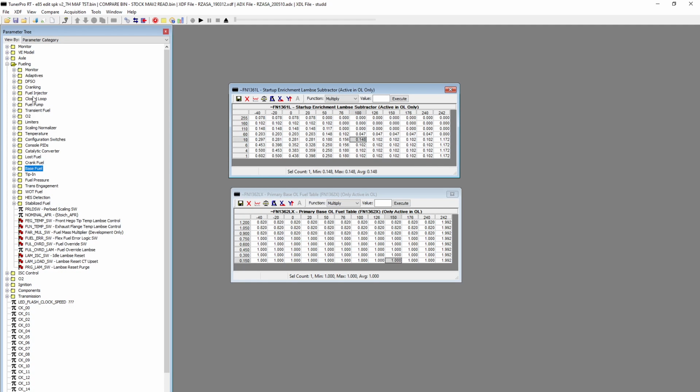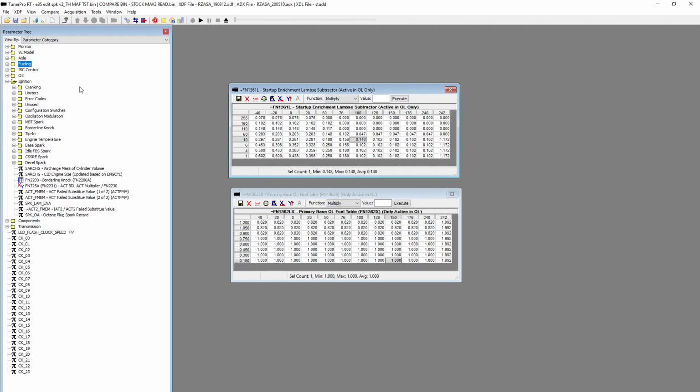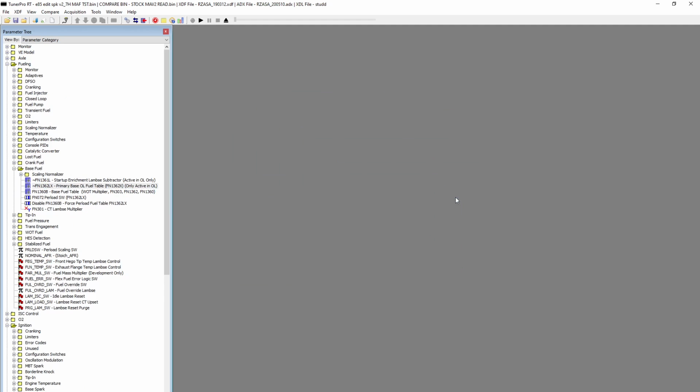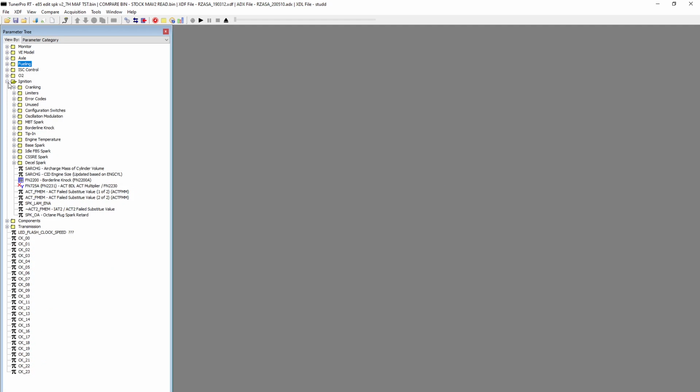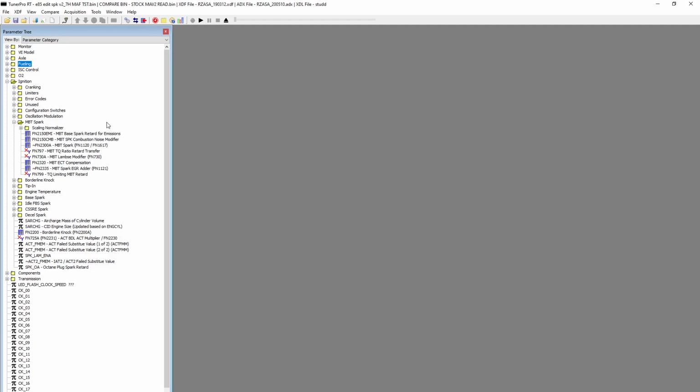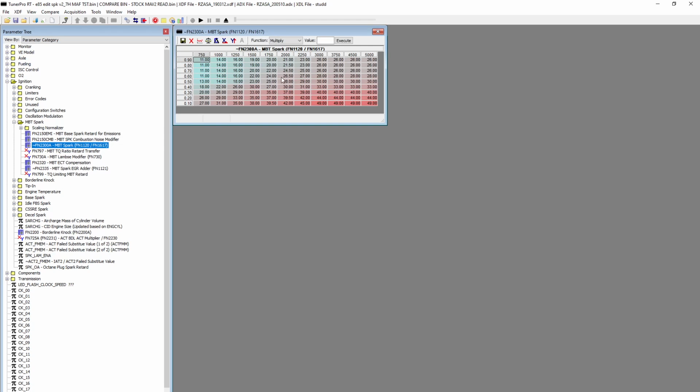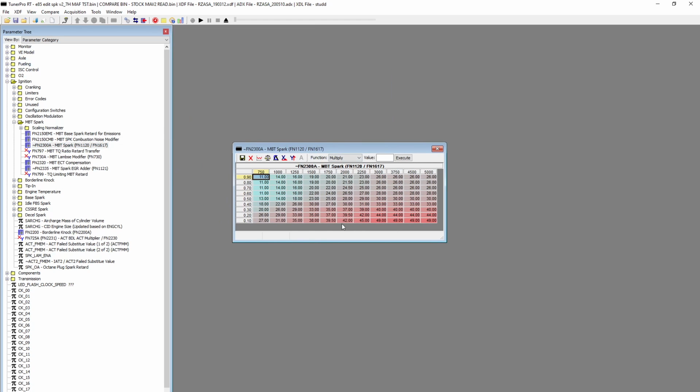Of course, we can also look under our ignition tables as well. And let me close these first because it goes back and pulls those up. We've got our MBT spark, so we've got our spark tables here as well. Spark for this condition is fine.